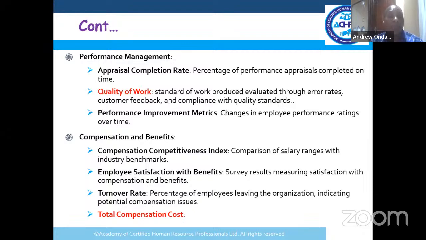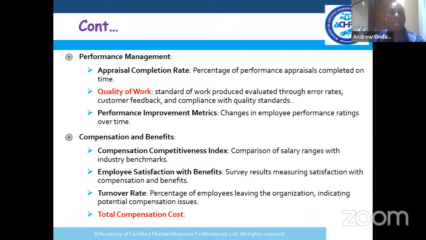So as HR managers, we are expected to undertake exit interviews to find out the reasons why these employees are leaving. Why do we conduct these interviews? One, to know the reasons for leaving, and two, possibly to persuade those who are leaving to remain in the organization. The last aspect in terms of compensation that we are measuring is the total compensation cost.